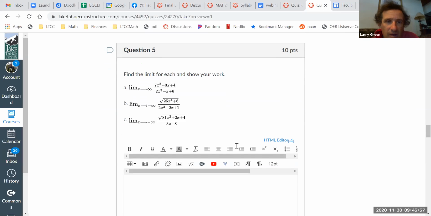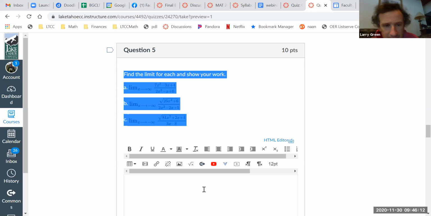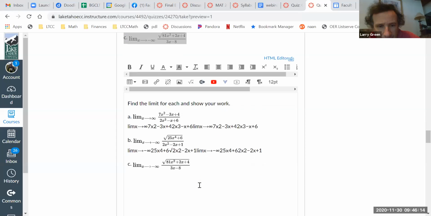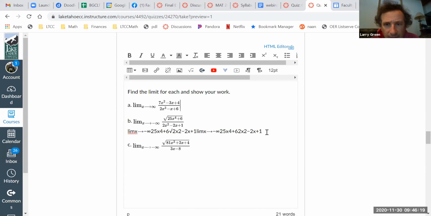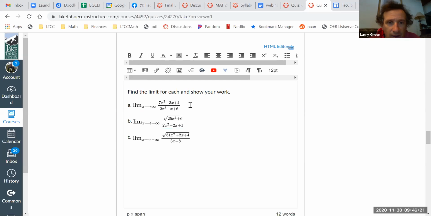Okay, question 5. Find the limit for each and show your work. So we have an A, B, and a C. The first one is the limit as x goes to infinity of 7x squared minus 3x plus 4 over 2x cubed minus x plus 6.